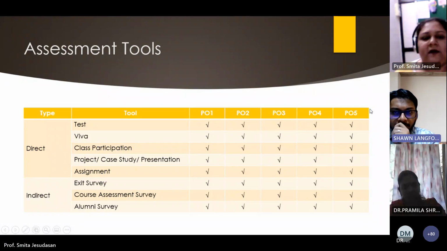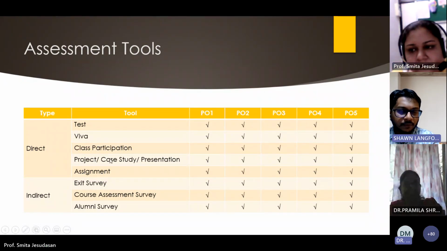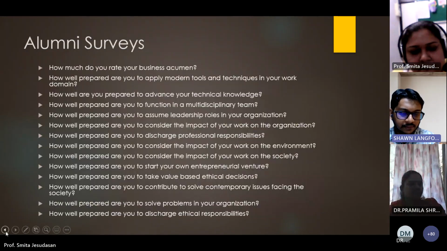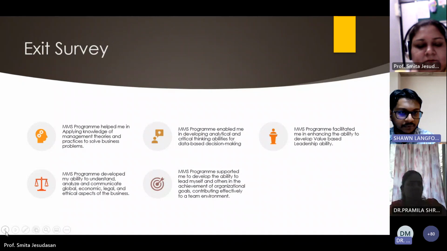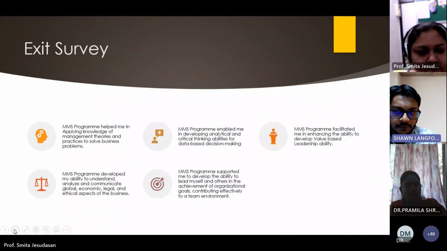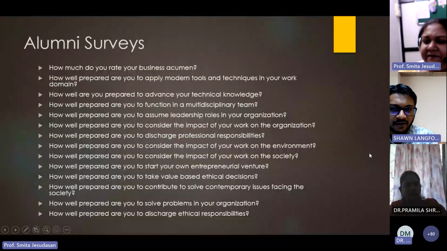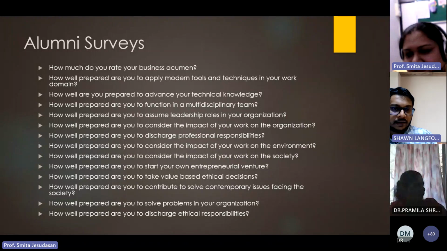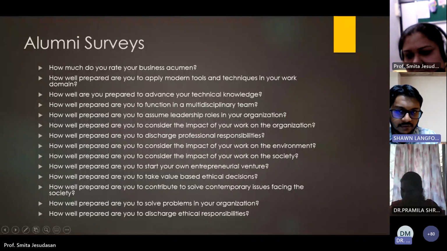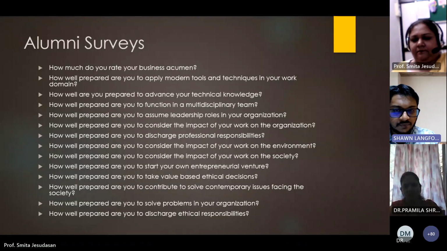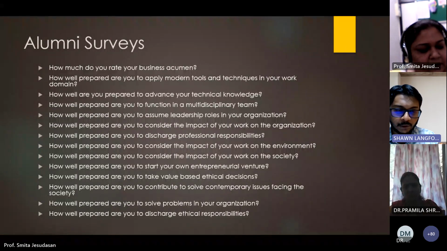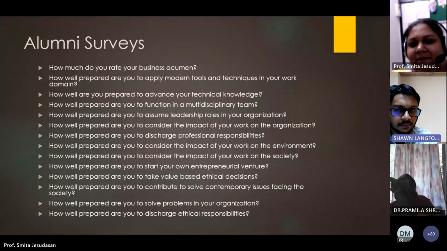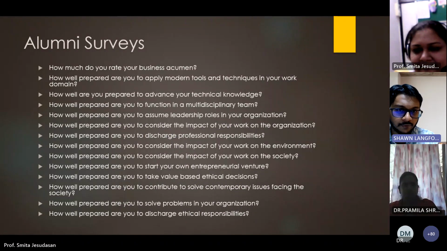Ma'am, can you go back 2 slides before this, the alumni survey? In the alumni survey, you said that the survey needs to be taken for those who have passed 5 years before. Yes, correct. Now, these are obviously sample questions, but the question that we are asking these students, should it be on the basis of the PEOs? Because in the past 5 years they would have hopefully accumulated enough knowledge to answer these questions on the basis of their experience and not the MBA degree that they've got.